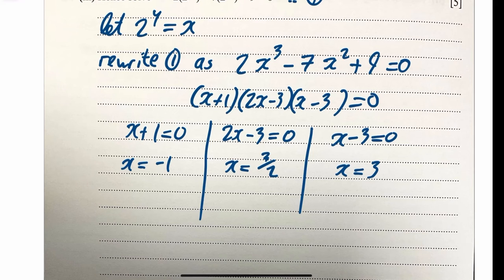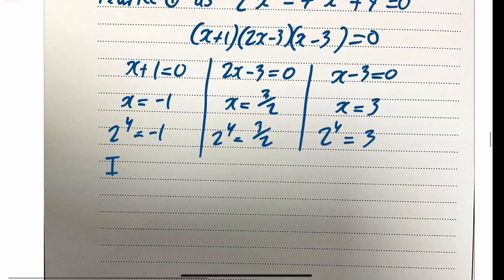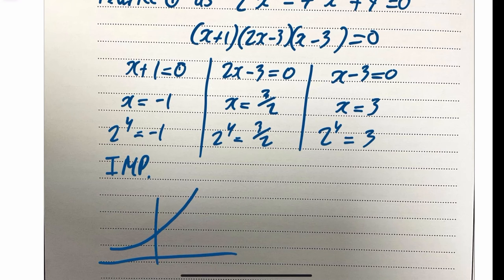Now, write these back in terms of y. So it's 2 to the power of y is equal to minus 1. 2 to the power of y is equal to 3 over 2. And 2 to the power of y is equal to 3. Now, this one is impossible. So just write IMP, and they will understand that means impossible. That is because there is no number that you can raise 2 to the power of such that it will become a negative number. It's always going to be positive. If you think back to what that graph would look like, 2 to the power of something would look like this. It's never going underneath the horizontal axis, so it's never going to be equal to a negative. So that is impossible. Happy days.